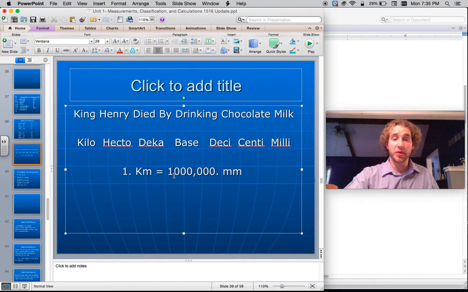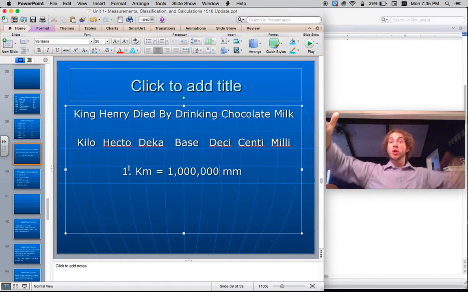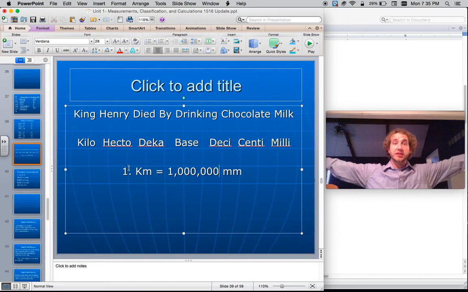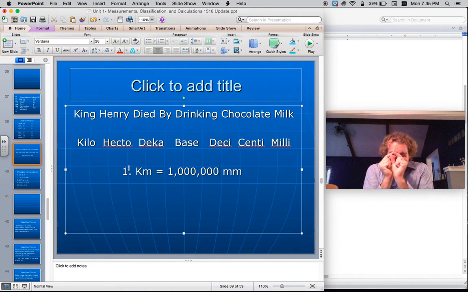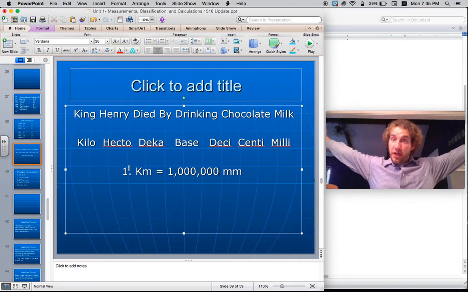Now, if you want to put the commas in, if it makes you feel better, feel free. So what you just told me is if you had 1 kilometer, one really big unit, kilometer, we talk about 5Ks all the time if we're running far distances, is made up of 1 million millimeters. It makes sense that there's going to be a lot of them in 1 really big kilometer.